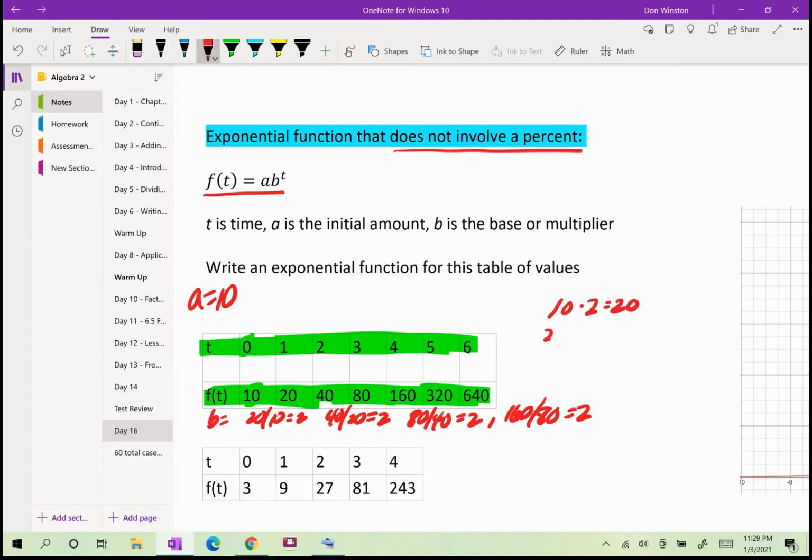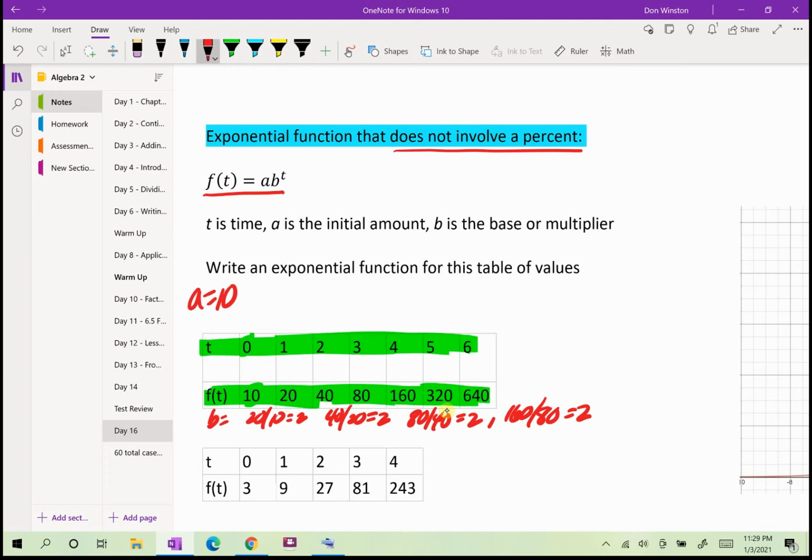And then on the next day I go 20 times 2 is 40. And then the next day 40 times 2 is 80, and so on and so forth. So that's why we call it the multiplier. That's why b is called the multiplier, because we're just multiplying each day by the multiplier, each successive amount by the multiplier. Okay, so b is equal to 2.